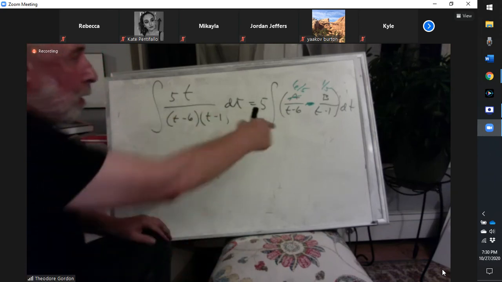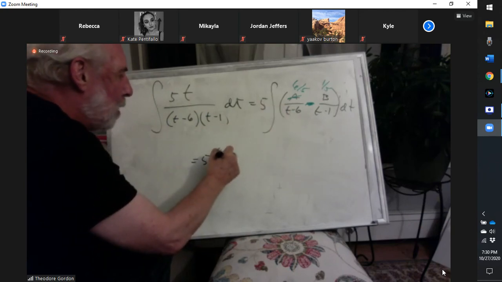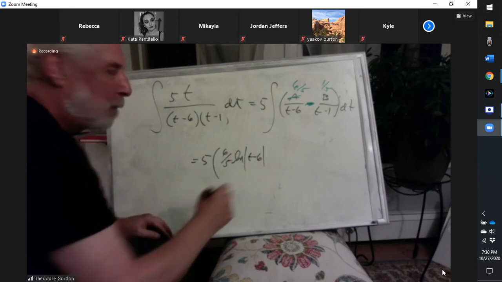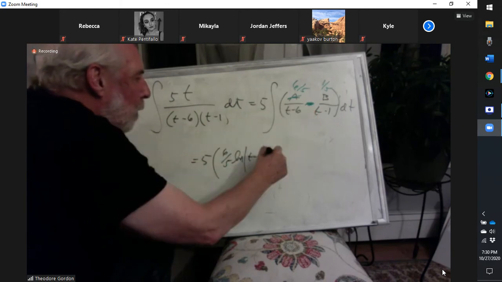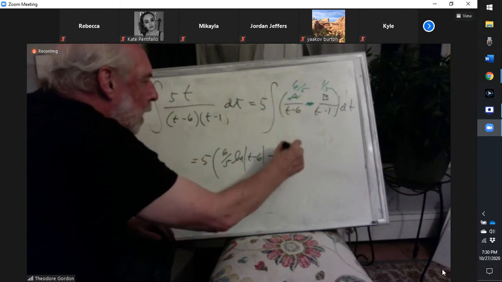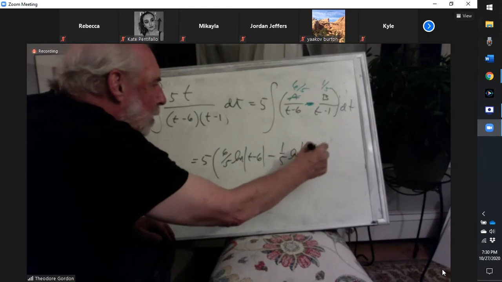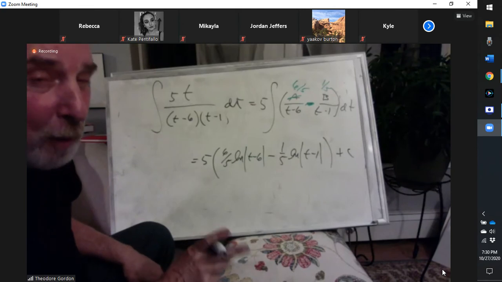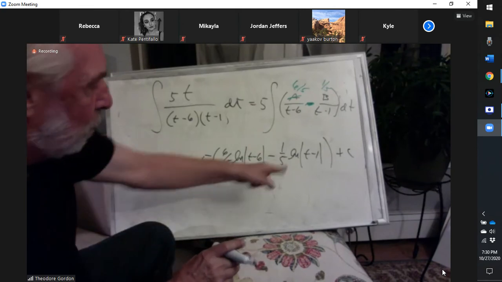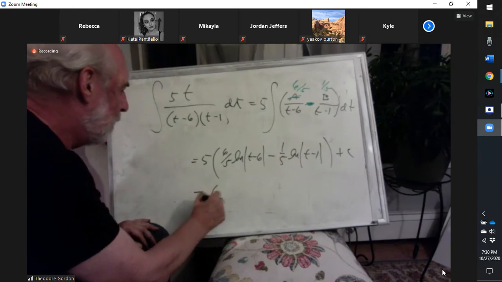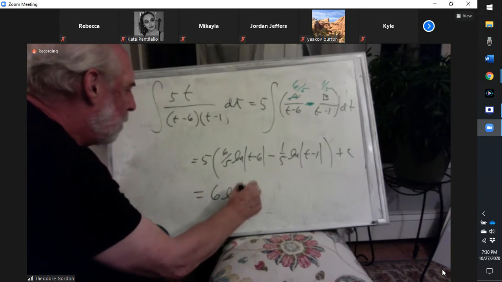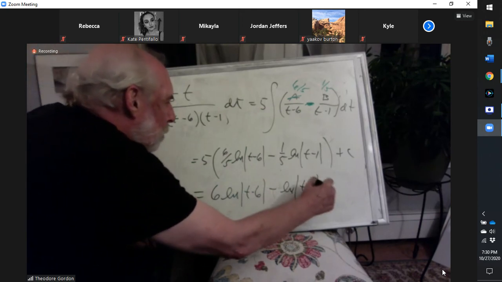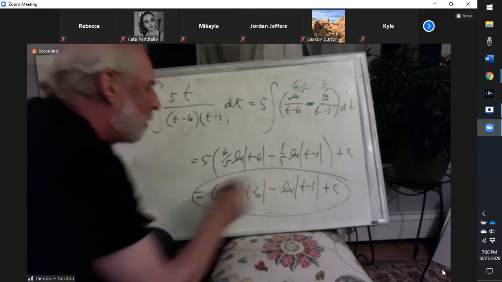Okay, so now, this is just t to the first, so we get 6 over 5 ln of the absolute value of t minus 6, negative 1 over 5 ln of the absolute value of t minus 1, and then plus c. That answer is perfectly fine, but we can make it look a little better by multiplying through by the 5 here. So this gives us 6 ln of t minus 6 minus ln of t minus 1 plus c. And there's the answer.